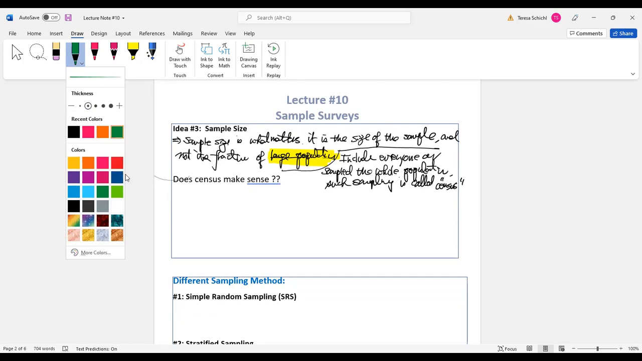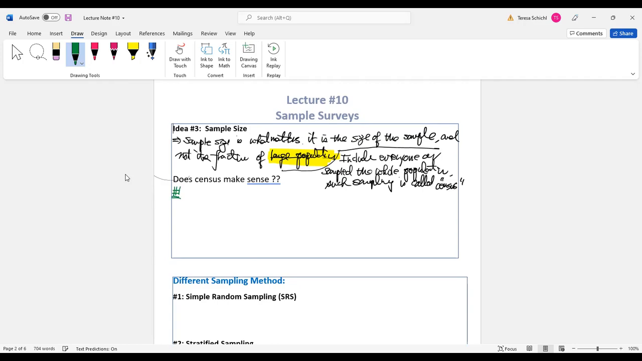The number one problem is that it can be difficult to complete a census, and it can also be very expensive to complete. That's why in the US we only do it every 10 years, because it takes a lot of effort.